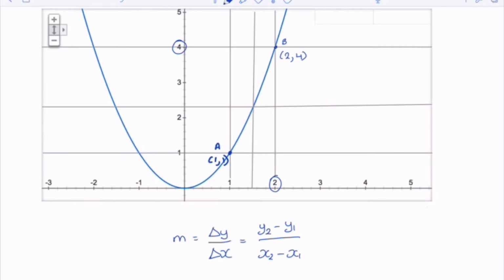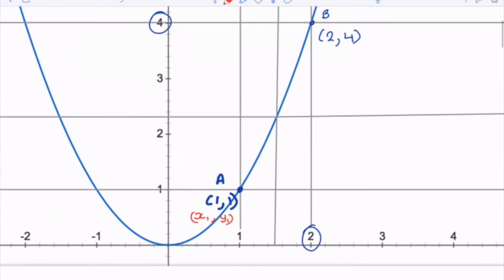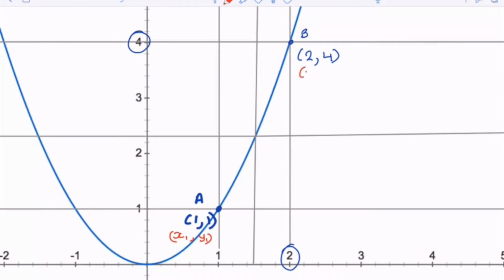So if we go back to our coordinates A and B, we're just going to label them. It doesn't matter which way round we get this. So our first coordinate is always going to be x. So we're going to call this coordinate x1, and therefore its corresponding coordinate is y1. This coordinate is going to be x2, and the corresponding coordinate is y2.